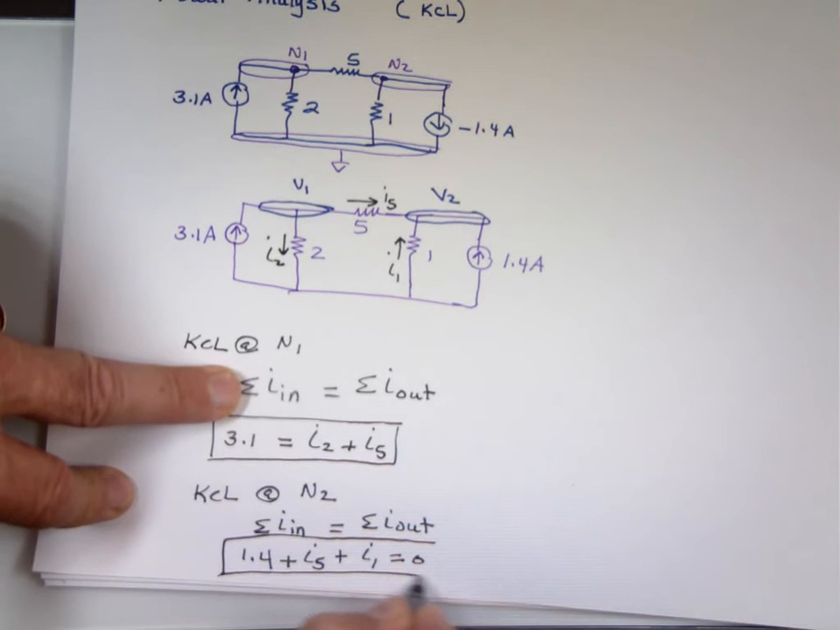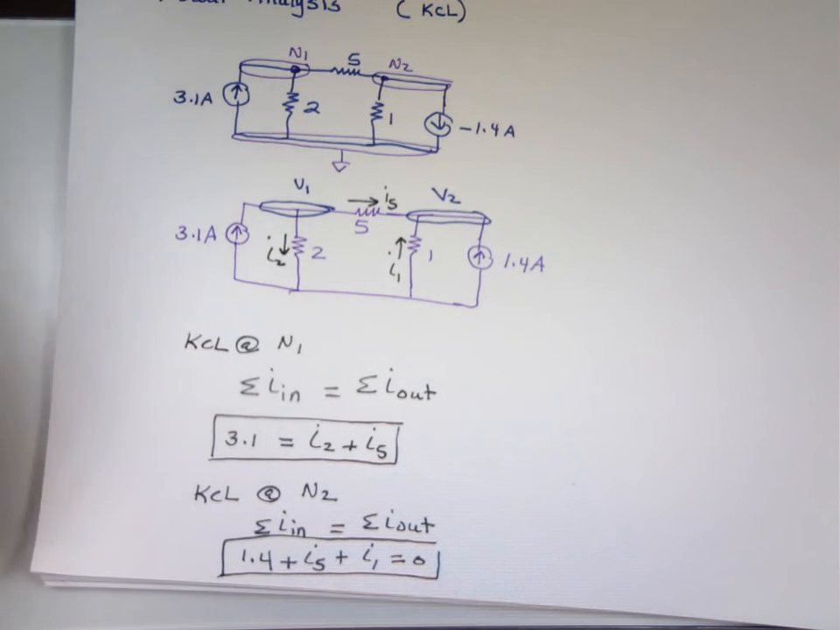Now, how many equations by how many unknowns do we have? Two equations by 3 unknowns. I'm in trouble. So somehow I need to rewrite I1, I2, I5, maybe in terms of V1 and V2, because there's only 2 unknowns there.